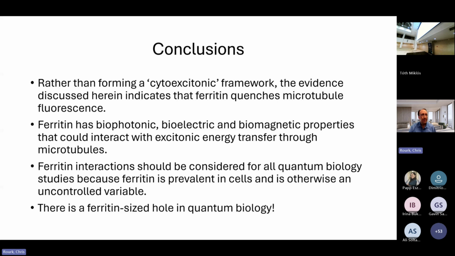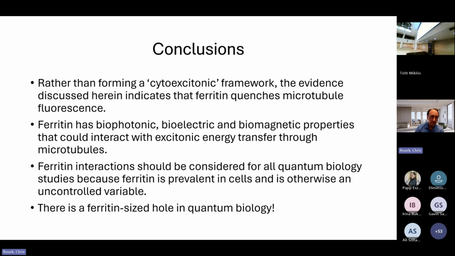So in conclusion, rather than forming a cytoexcitonic framework, as some people have suggested, that solves all the problems with issues that you can't address, the evidence shows that in fact ferritin quenches microtubule fluorescence and has properties that could interact with excitonic energy transfer. And you really have to consider it not just for microtubule studies, but really for all quantum biology studies.